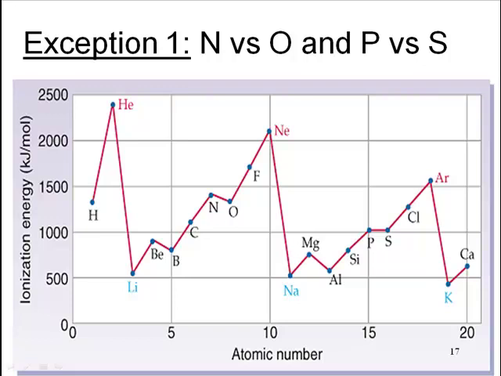Now, there are some exceptions though. N versus O and P versus S. If you look at this, as you go across the atomic numbers, the ionization energy tends to increase as you go across a row. But N and O does not work. For N, it has a higher ionization energy than for O. And P and S are exactly the same. The question is, what's going on with the N, the O, the P, and the S?